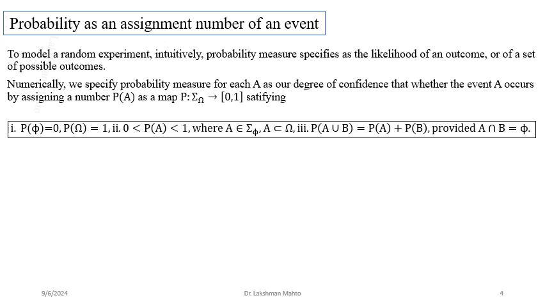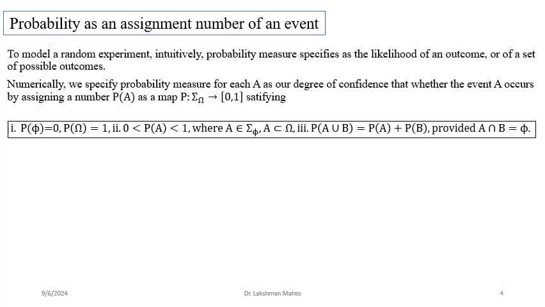Various kinds of statements, like in the last example of rolling two dice, you can come up with a statement: sum is 2, sum is 3, sum is 4, sum is 5, like that. If someone says sum is 13, how many outcomes are there? No outcome. So it is the empty set. What would be your subset? What would be your event? Empty set, a set having no element, no outcome.